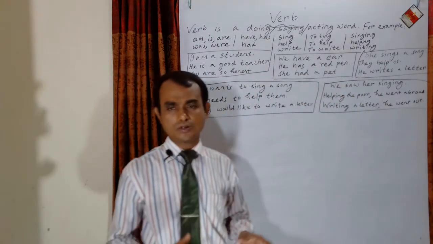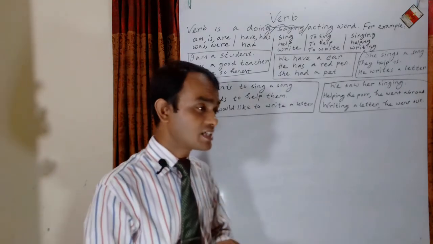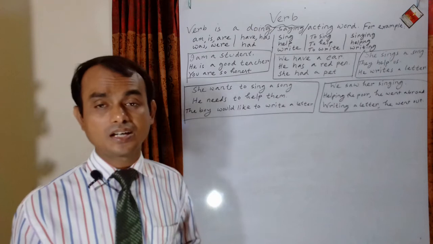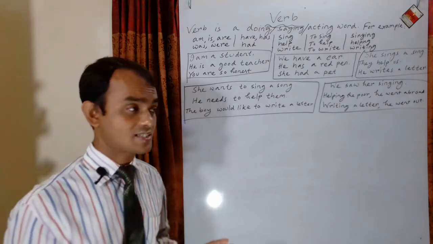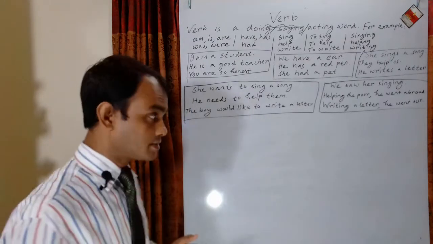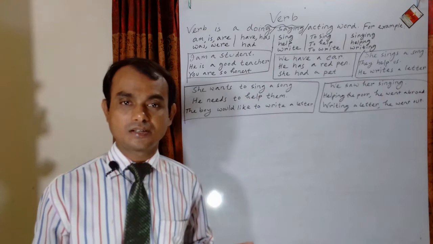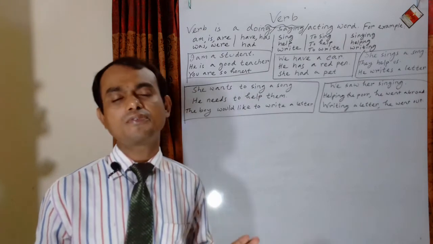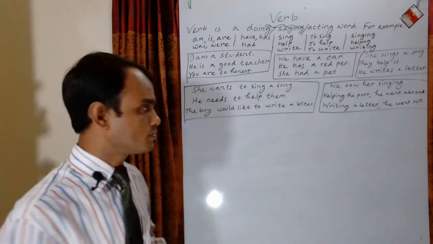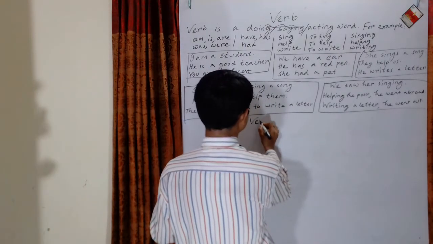Because all of the words are saying something, acting something, or doing something in the sentences, all of these words are verbs. Verb is mainly of 2 kinds: finite verb, non-finite verb. What is finite verb? What is non-finite verb?